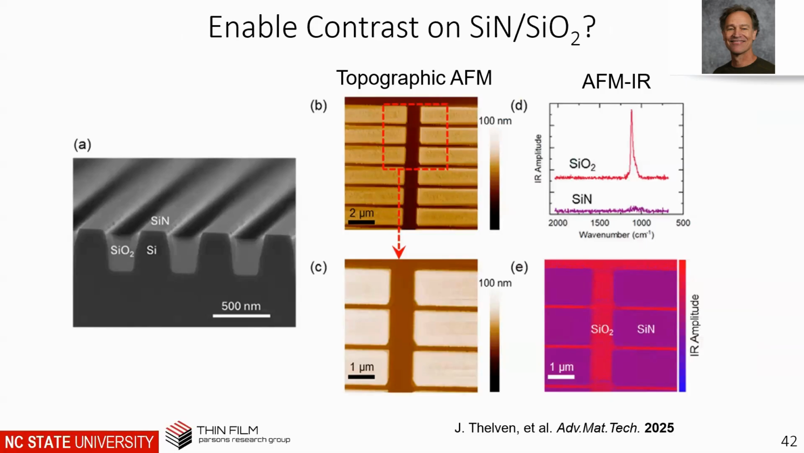Can we do this on something else? The other thing we're interested in is silicon oxide and silicon nitride. Can we get selectivity? There are very many cases where silicon oxide and silicon nitride are present when we make devices, but those two materials are very similar. As a matter of fact, if you take silicon nitride and you leave it in air, you know what happens?